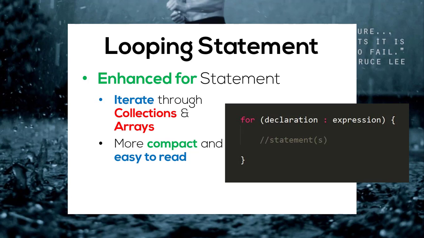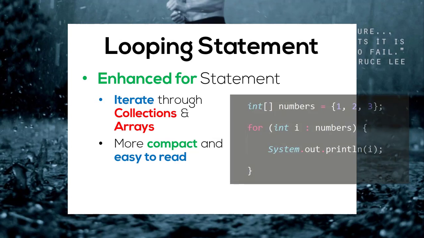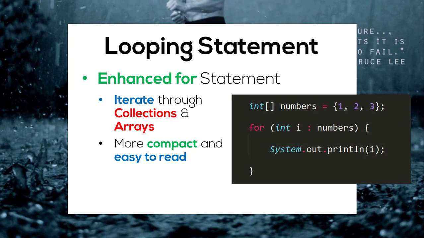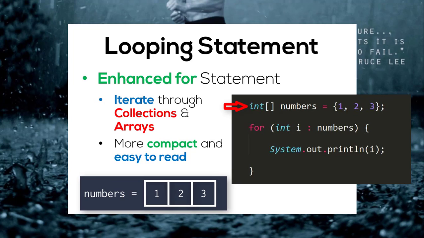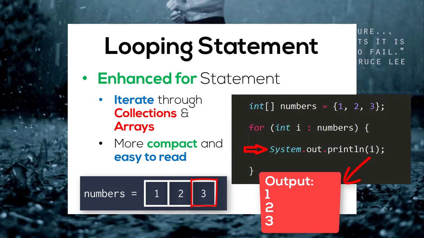For now, I'm just going to show you a very simple example to get the idea of the enhanced for statement. Alright, so assuming we have declared an int array variable named numbers that holds the values of 1 to 3. Now when the loop begins, the first element in the numbers array will be assigned to the block variable, and then it will be printed on the screen. And this process will continue until the system has looked through all the elements or items in the numbers array.